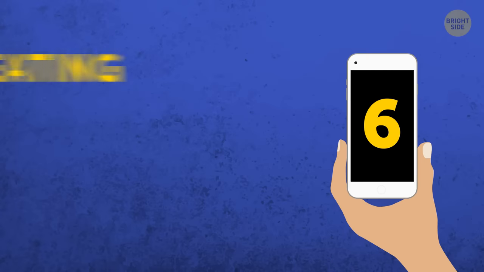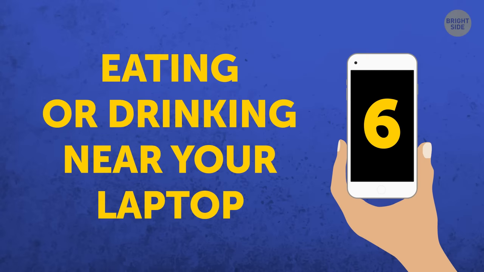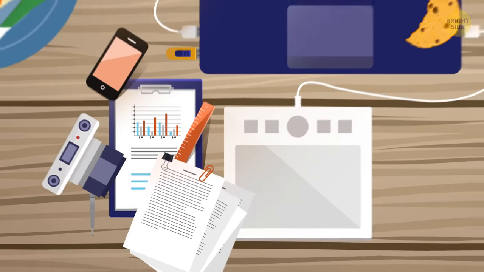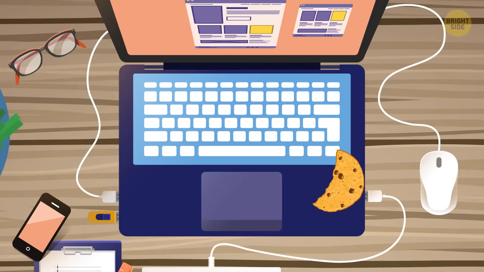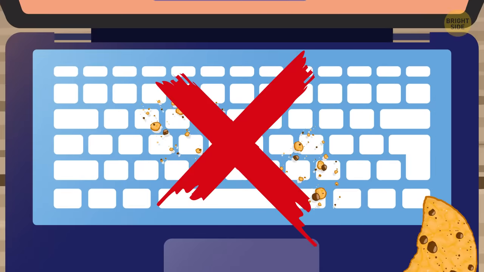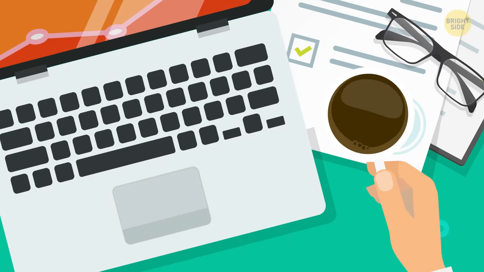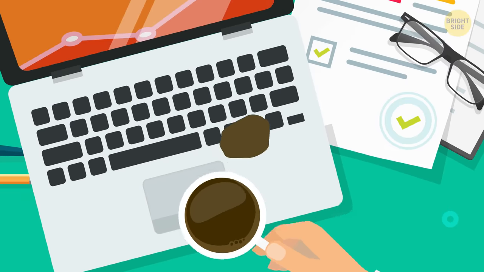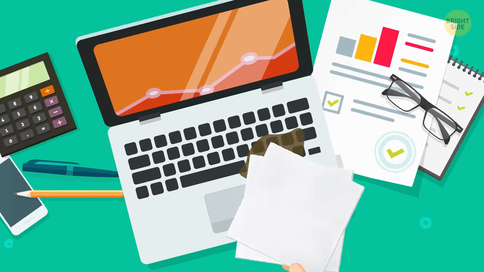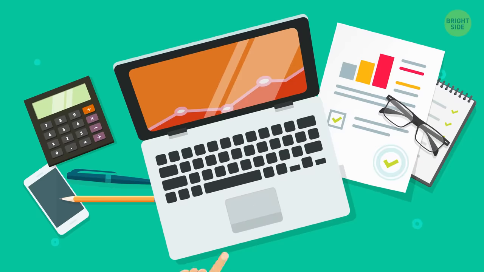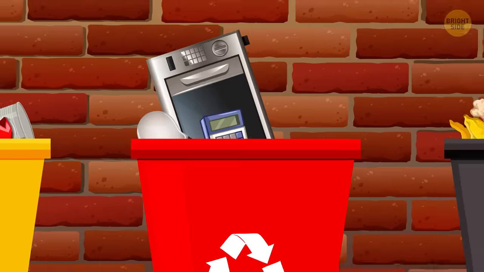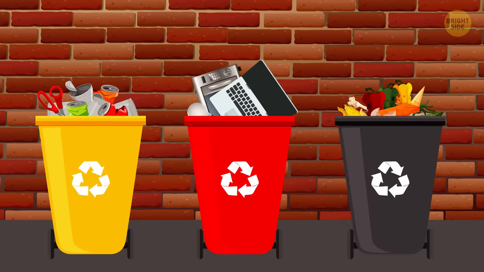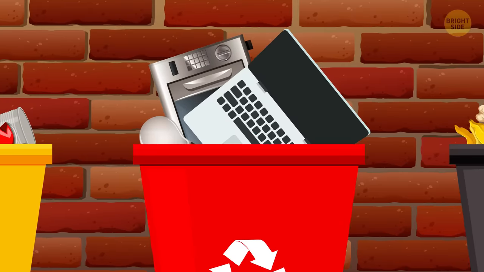Number 6. Eating or drinking near your laptop. Multitasking is pretty much mandatory in modern life, but lunch and laptops don't mix. If you get crumbs in your keyboard, it's extremely hard to get them out. Drinks are even worse. Spill something on your keyboard, and you're in big trouble. If you're lucky, it will only make the keys sticky and unresponsive. If you're not, the moisture might get into something important and turn your expensive computer into a useless lump of plastic.